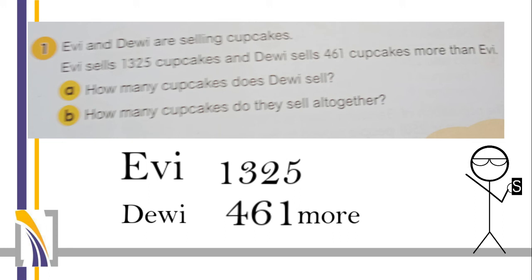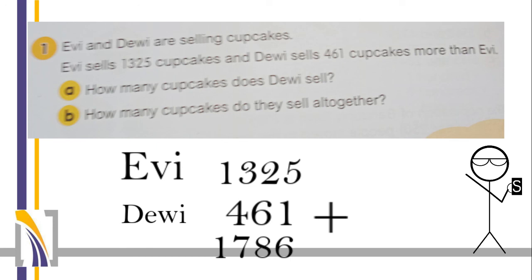Now the first question is, how many cupcakes does Dewi sell? Because we have the word more, that means we just need to add 1,325 plus 461, which we will get 1,786 cupcakes.